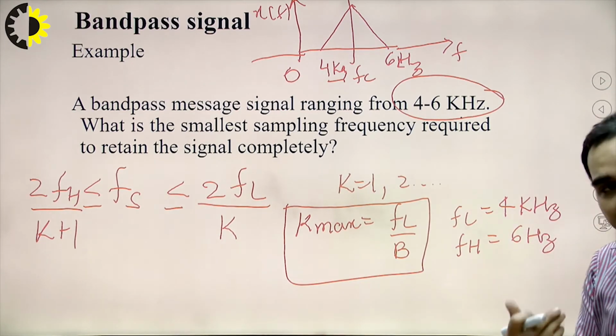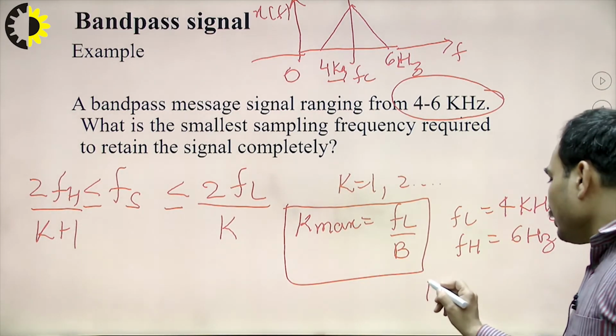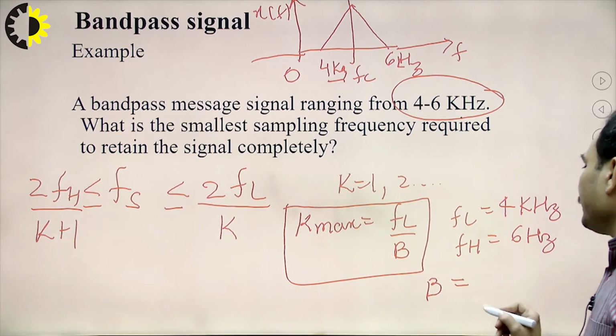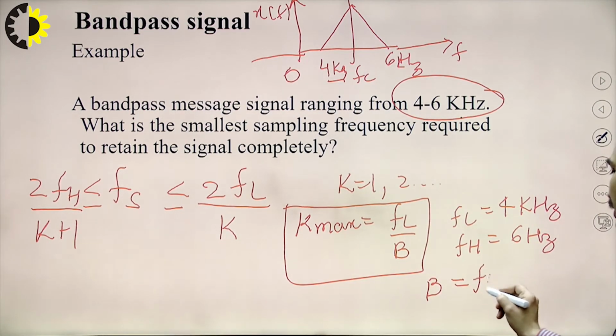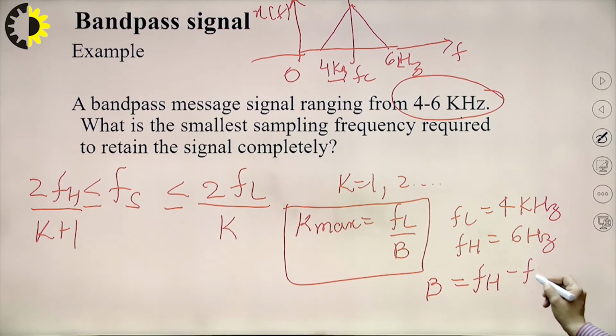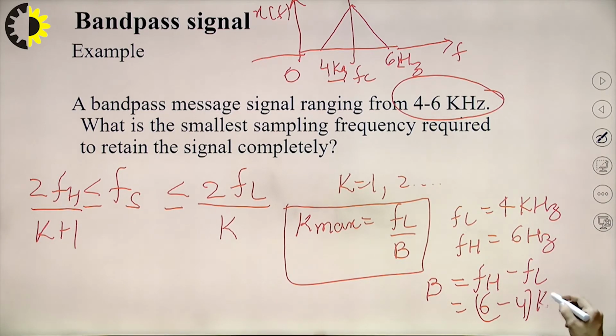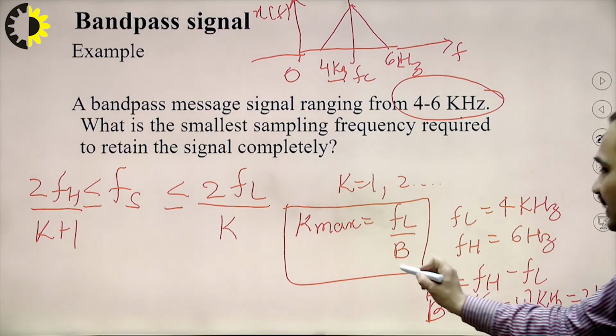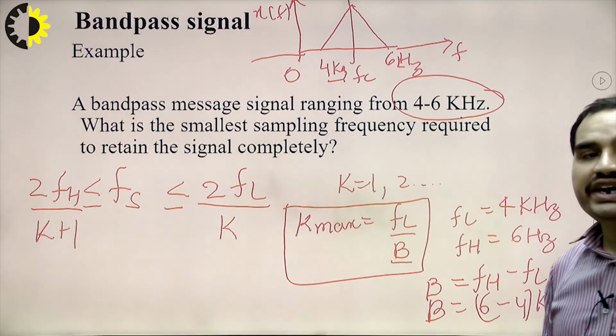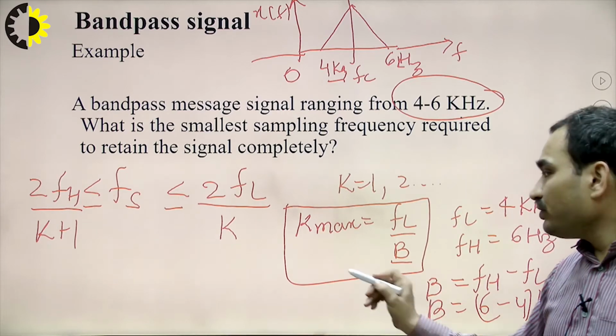So we have the value of FL and the value of FH. What will be the bandwidth? The bandwidth for this case will be FH minus FL, which is 6 minus 4 kilohertz, that is 2 kilohertz. So the bandwidth for this case is 2 kilohertz. Now that we have the value of bandwidth, we can find the maximum value of k.